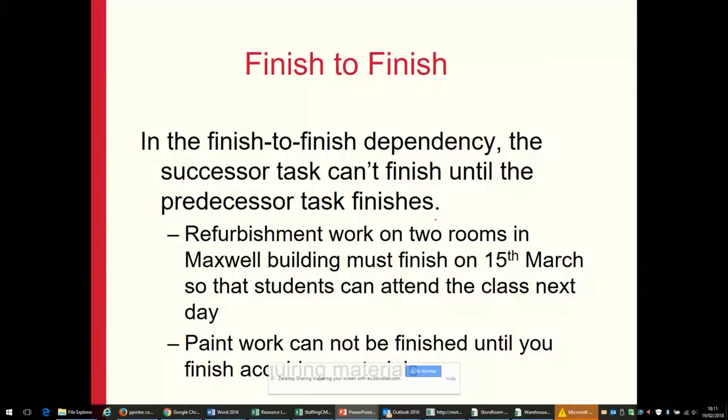And towards the end is the finish to finish relationship of dependency. The successor task cannot finish until the predecessor task finishes. For instance, refurbishment work on 2 rooms in the Maxwell building must finish on 15th March so that students can attend the class the next day. So a relationship of finish to finish between 2 activities. Or paint work cannot be finished until you finish acquiring materials.